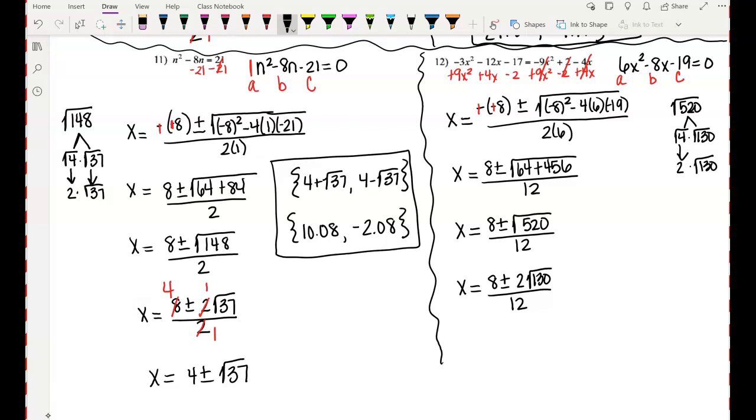Again, this time I have 8, 2, and 12. They're all divisible by 2, so my 8 goes down to 4, my 2 goes down to 1, my 12 goes down to 6. Now, we're still going to have a denominator this time. It doesn't mean that because you reduce, you always lose the denominator. This is going to be x equals 4 plus or minus the square root of 130 divided by 6.